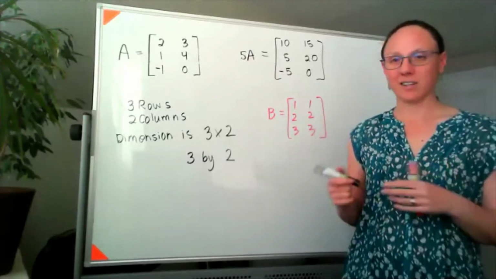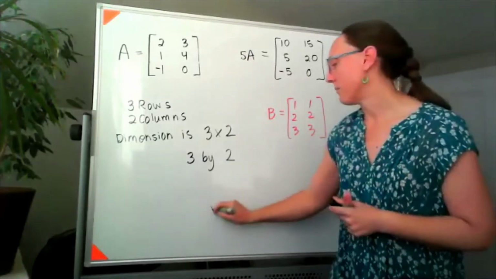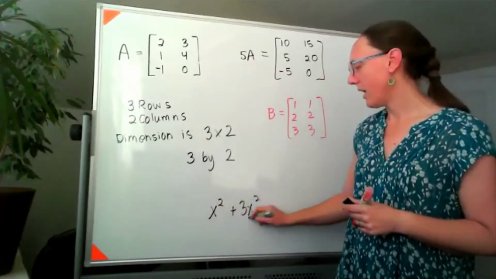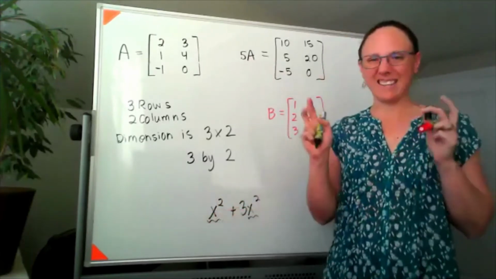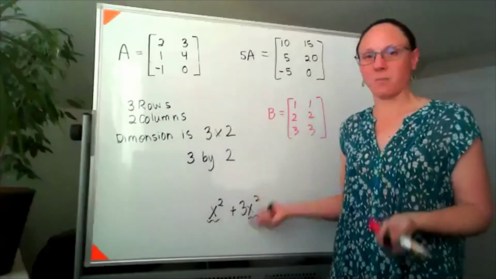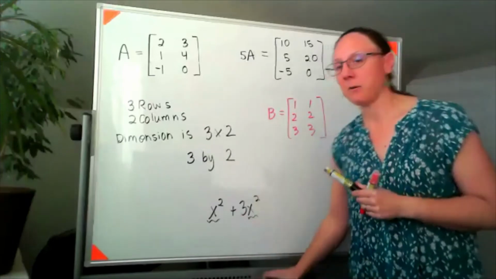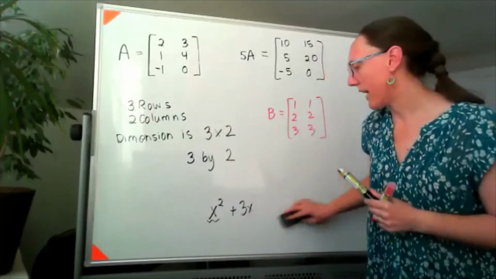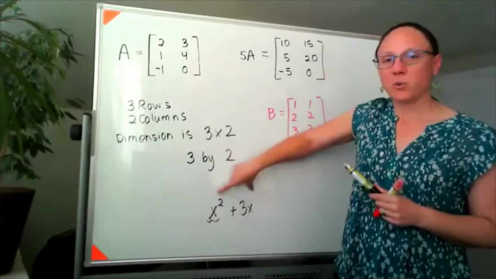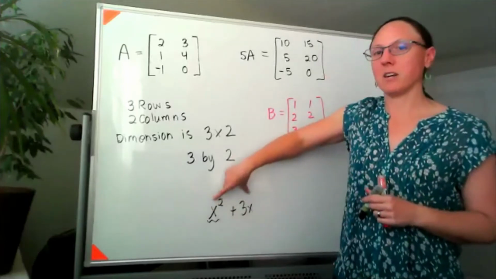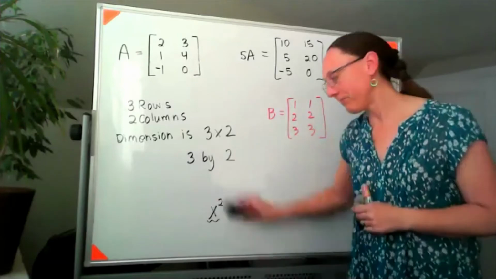The way I like to think about this is if I had x squared plus 3x squared, they're the same dimension of x because they're both an x squared. So I can combine those together. But if I had an x squared and a 3x, those aren't the same kind of dimensions. So I wouldn't be able to combine these pieces together.